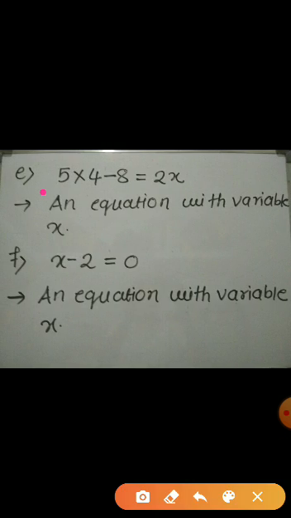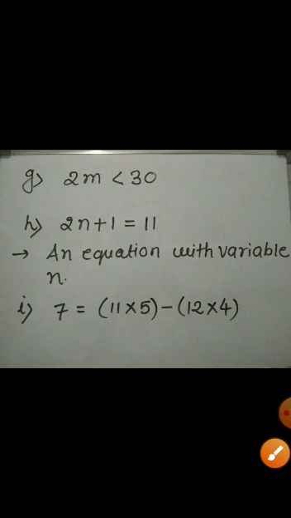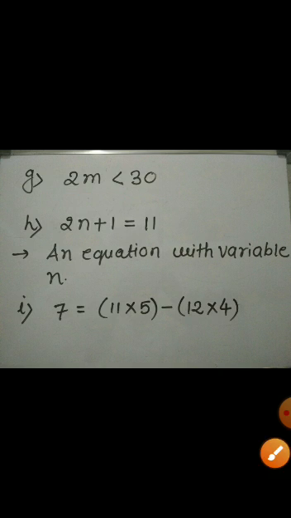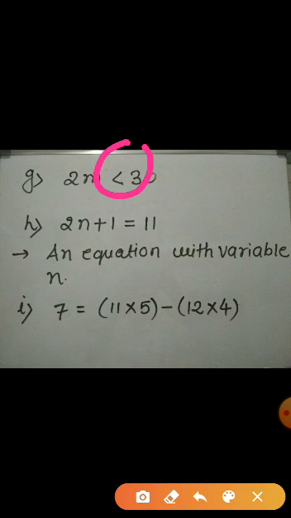Now the next one, 5 into 4 minus 8 is equal to 2x. It is an equation with a variable x. Then next one, x minus 2 is equal to 0. It is again an equation with a variable x. Then we have 2m less than 30. Here again the sign of inequality is used, right? So it is called an inequality. Then we have 2n plus 1 is equal to 11. It is an equation with a variable n.